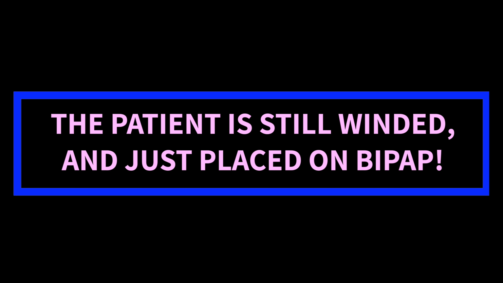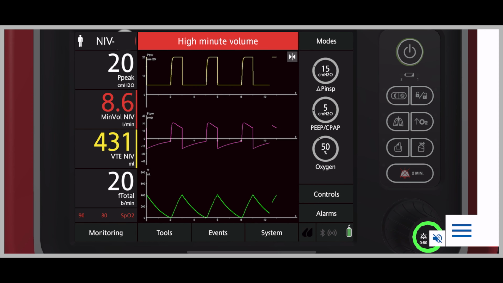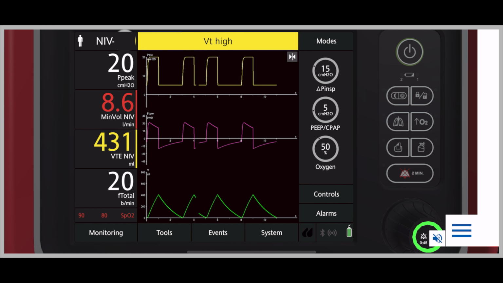Imagine you are monitoring a patient you placed on BiPAP a minute ago. Although the patient looks and admits to feeling better, giving you the thumbs up, alarms of various priorities sound, lights flash, alarm noises blare, and your head feels ready to explode. The two most prominent alarms are high tidal volume, or high VT, and high minute volume.